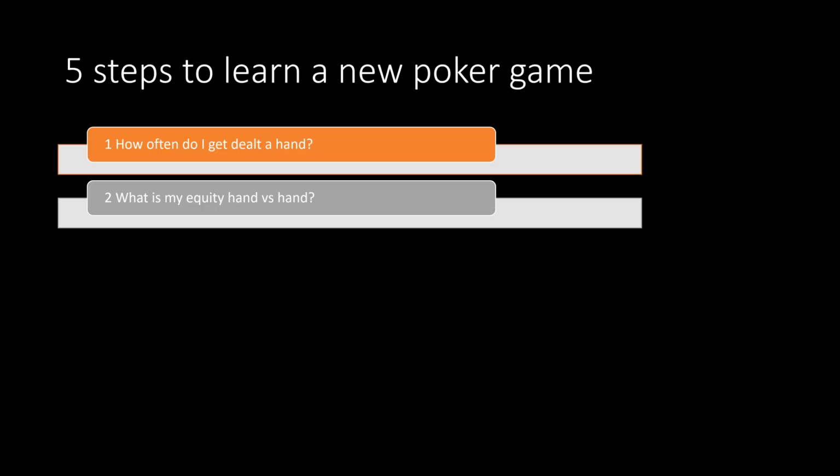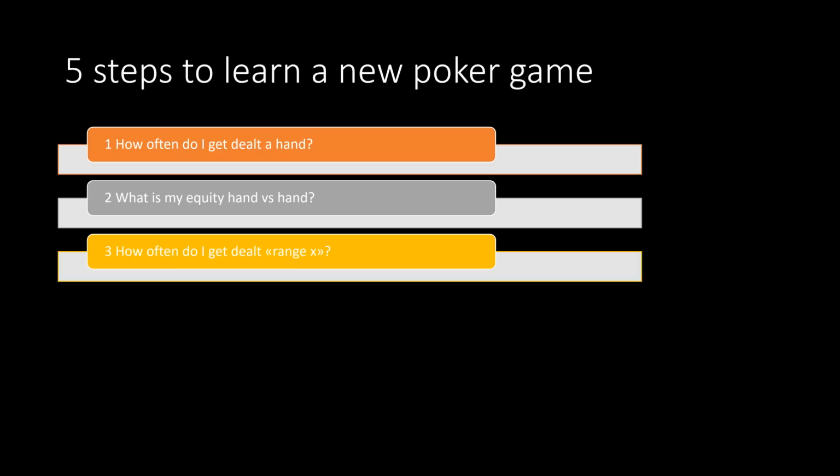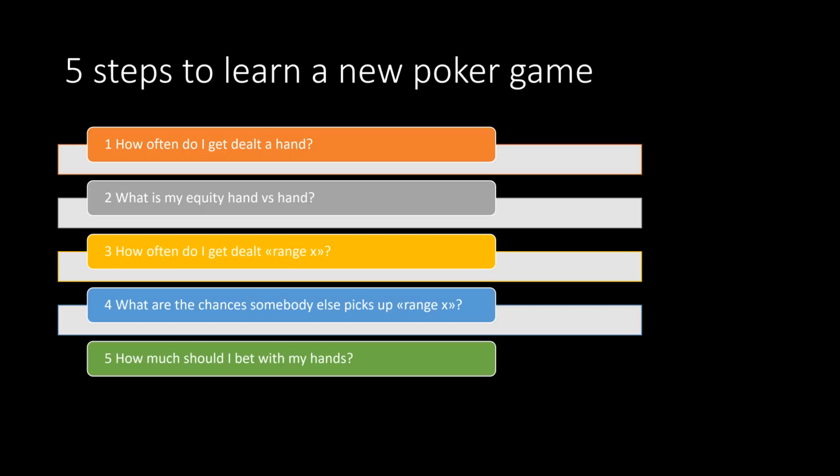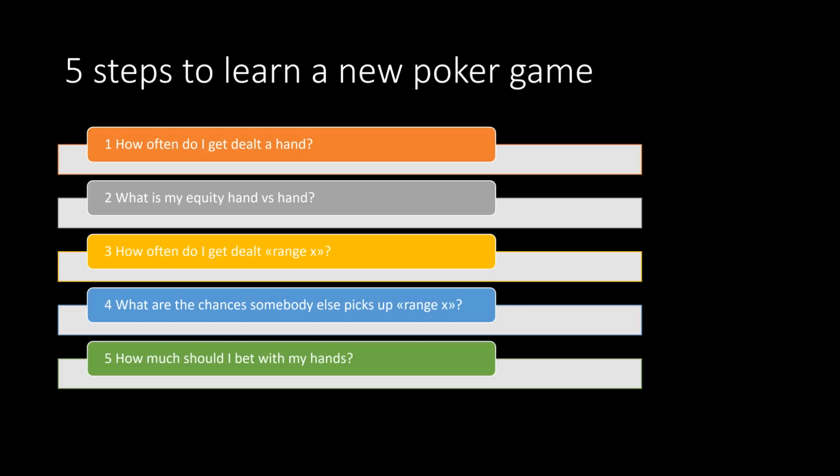The second step is gonna be what your equity is with a hand versus a hand. The third one, how often you get dealt a range. You wanna know how often you get dealt a good hand, and also you wanna know how often your opponent picks up those good hands. And then last but not least, you wanna also know how often or how much you should bet with your hands, and then also how often that needs to work. Let's get into the first step.